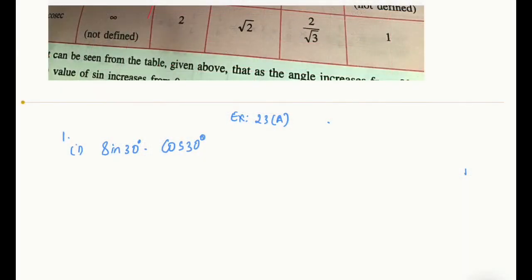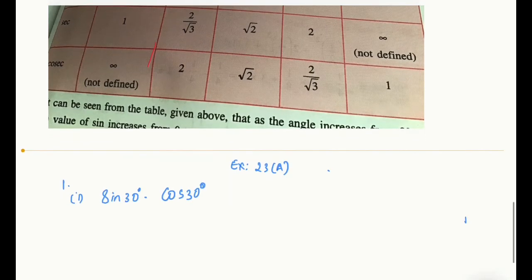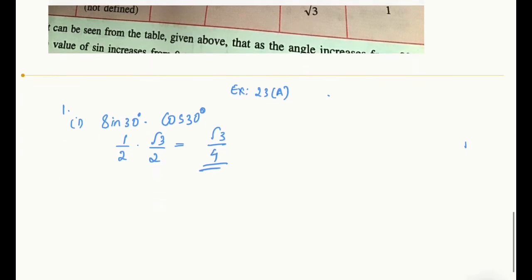Now have a look at the first question. Exercise 23a, first question. Sine 30 into cos 30. So just have a look. What is sine 30? Sine 30 is 1 by 2 and cos 30 is root 3 by 2. Okay, substitute here. 1 by 2 into root 3 by 2. So what's the answer you're getting? Root 3 by 4. This is how we solve this type of questions.